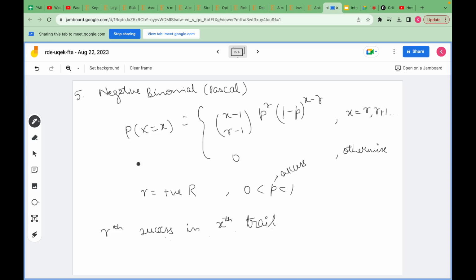Then this is the fourth one, the negative binomial distribution, also known as the Pascal distribution. This represents that the rth success happens in the xth trial, and the probability mass function is given using this formula. Here r is a positive integer and p is between 0 and 1.